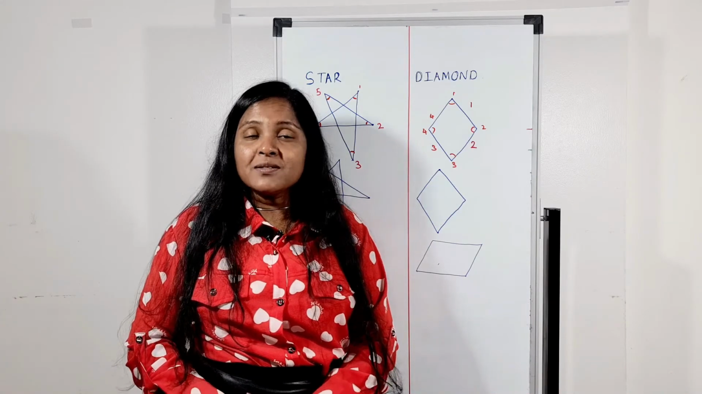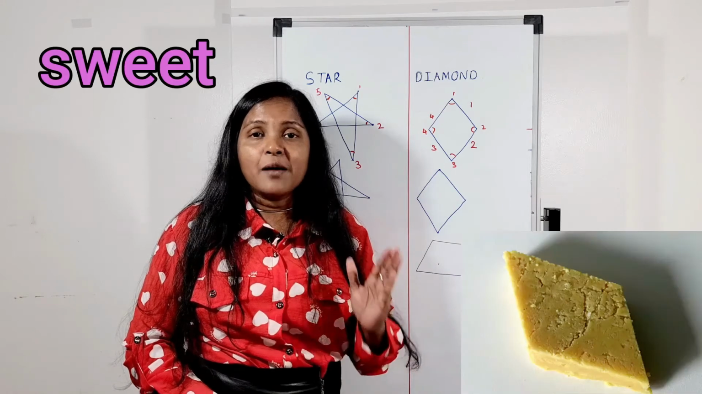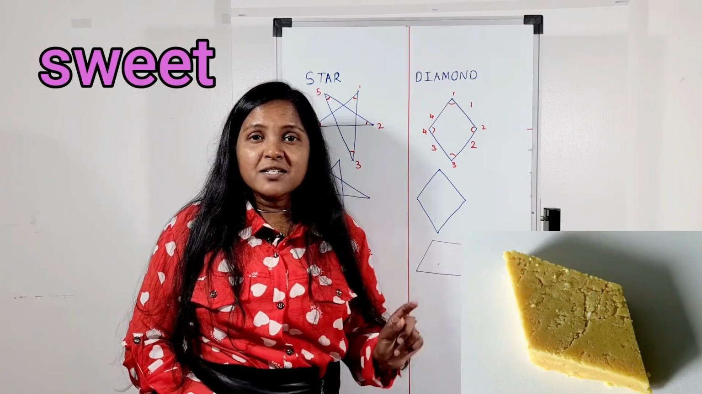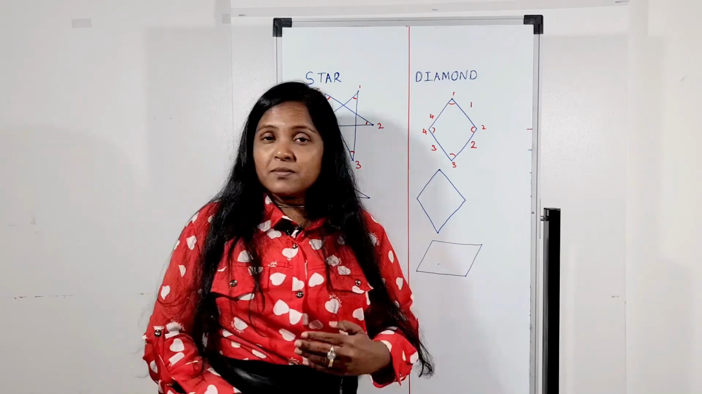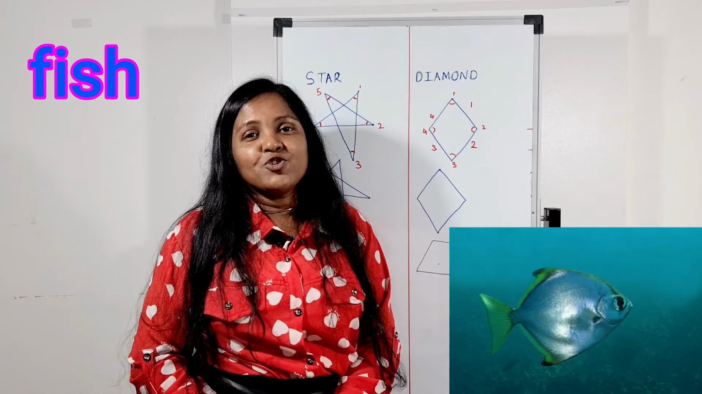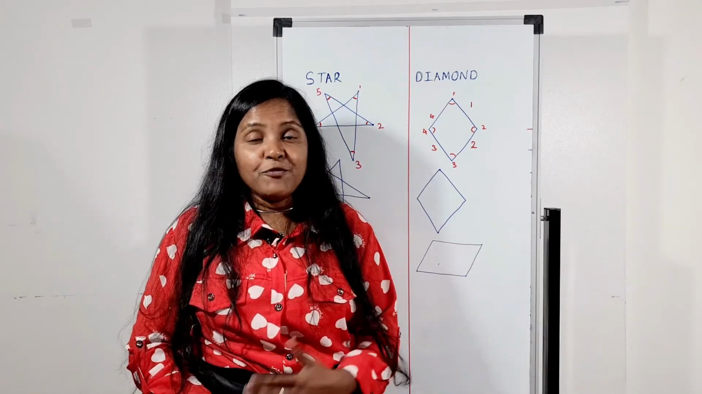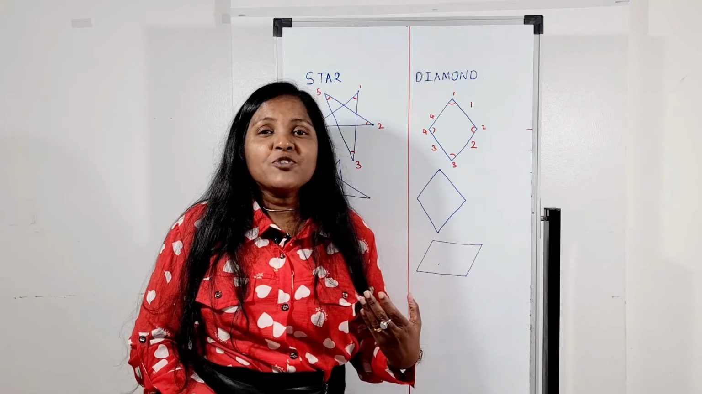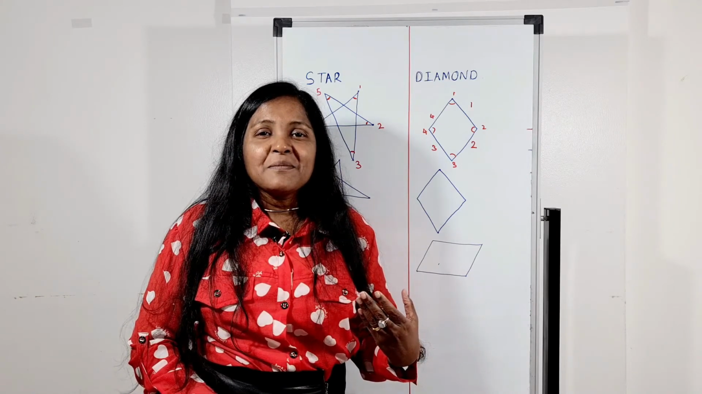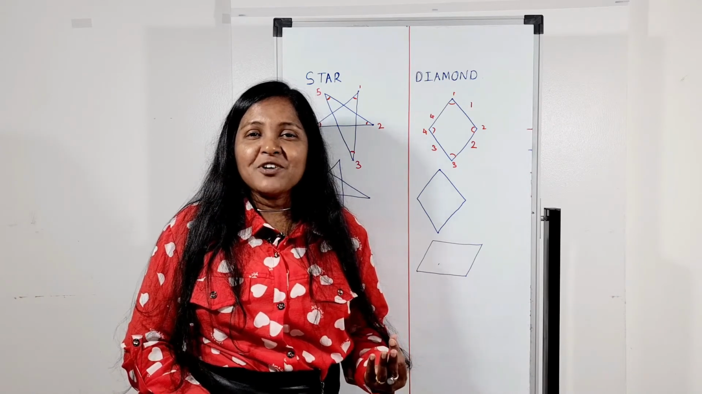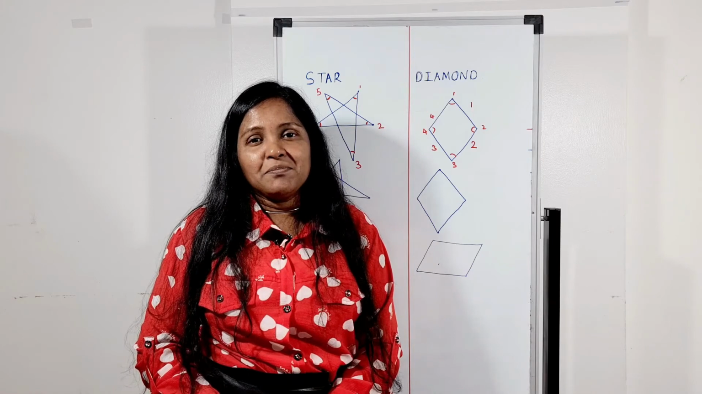Some sweets we cut in diamond shape. When we make some sweets, we can cut them in the diamond shape. Some fishes also we can see in diamond shape. Now you know how to draw the diamond shape, the song about the diamond shape, and the real life examples for diamond shape.